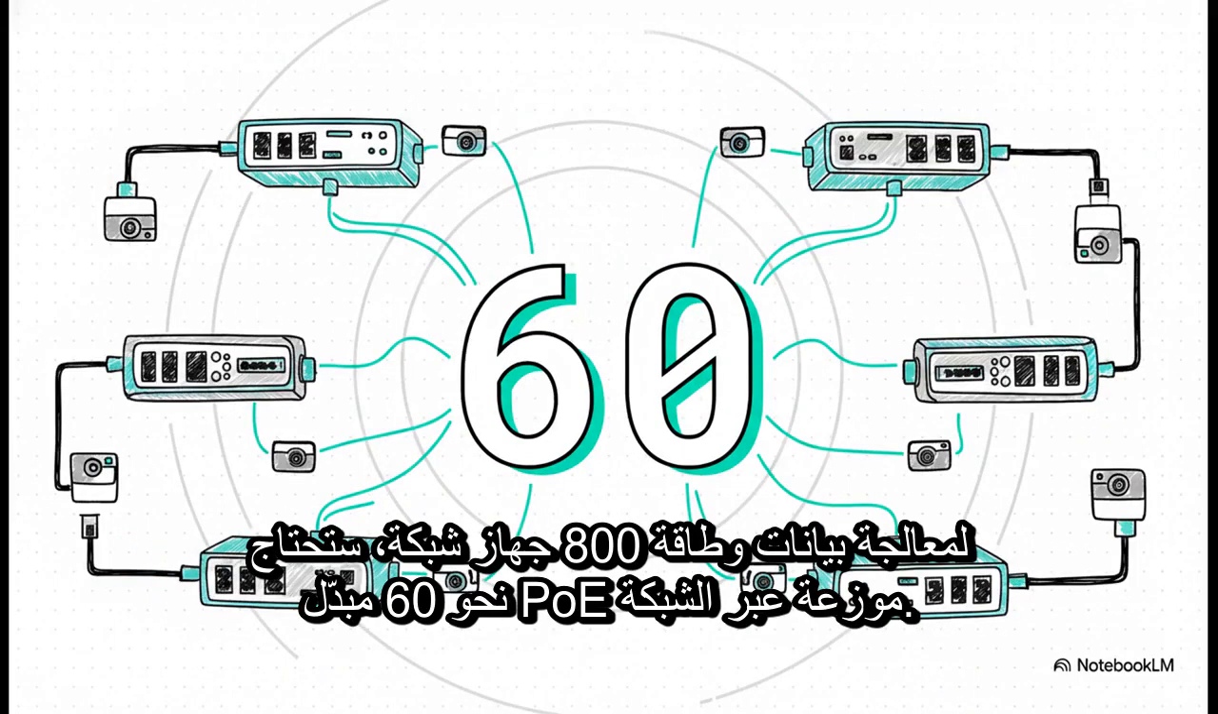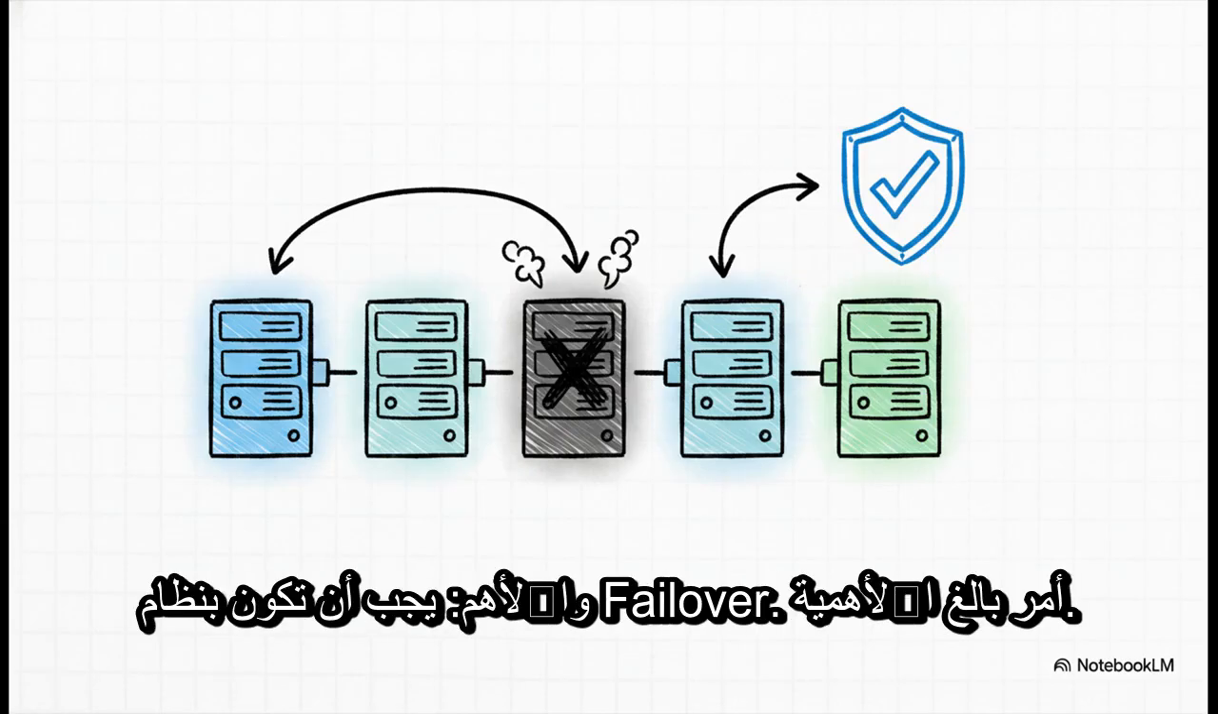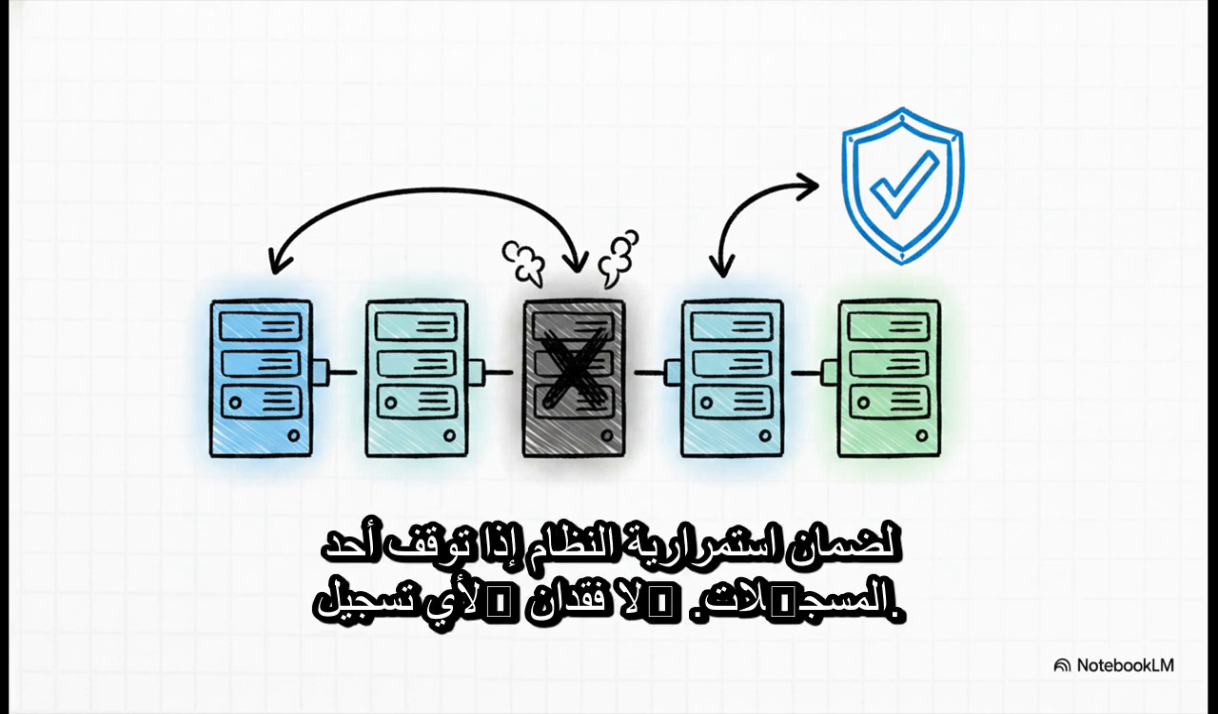Now, to handle that massive constant influx of data and power coming from 800 distinct network devices, you're going to need roughly 60 dedicated PoE switches strategically scattered all throughout the network. And then you've got this requirement to think about. You're going to need 6 to 8 heavy-duty NVRs just to handle the load. But here's the absolute kicker. They must be set up in a failover configuration. That is absolutely crucial. It's how you guarantee continuous system reliability just in case one of your recorders suddenly decides to drop offline. No lost footage, ever.